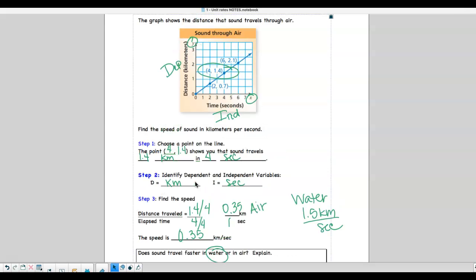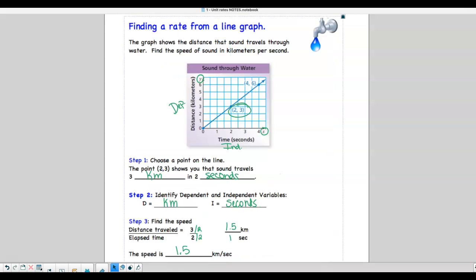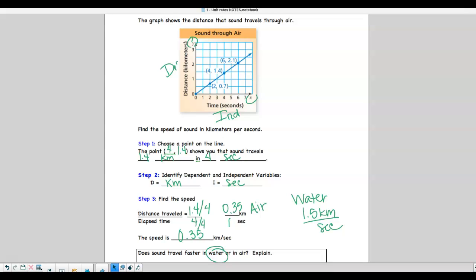It travels much faster in water than air. If I put that on the graph, we could see it, because that graph would have looked like, I'm going to go back to that point, 2, 3. This is air, this is water. Can you see from the graph that it travels faster in water? It's steeper, right? What happens when you ski down a steeper hill? You go faster. So the steeper that line is, the faster it is, the bigger the slope.